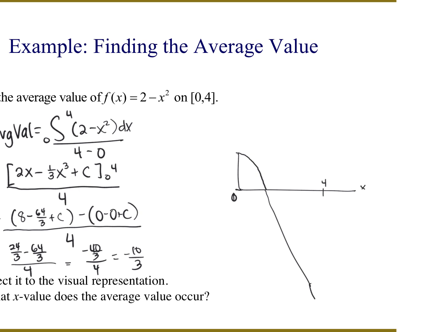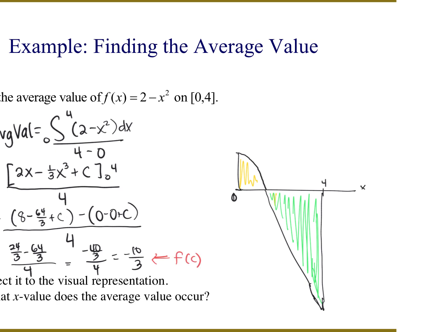So it should make sense to us area-wise. Okay, there's my area, and then there's all this negative area down here as well. So what does negative 10 thirds represent? It's the f of c value. Okay, it's not the c value, it is the f of c value. So negative 10 thirds represents f of c.